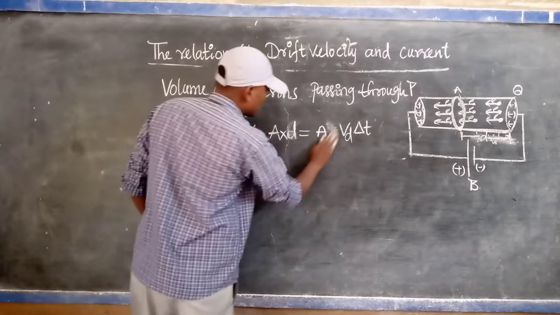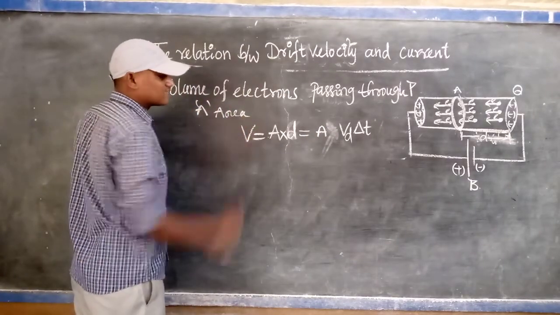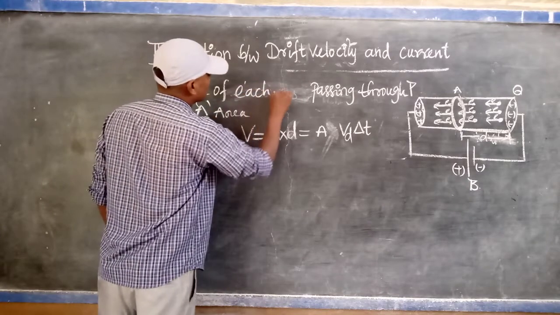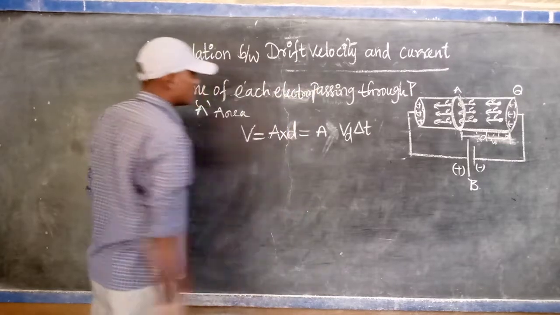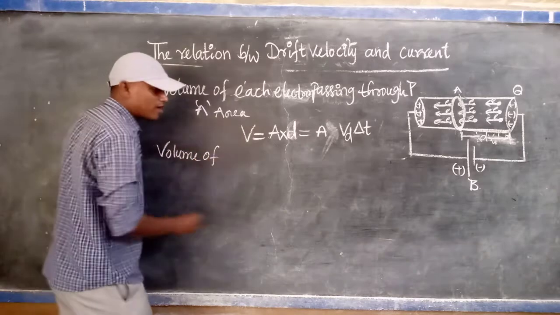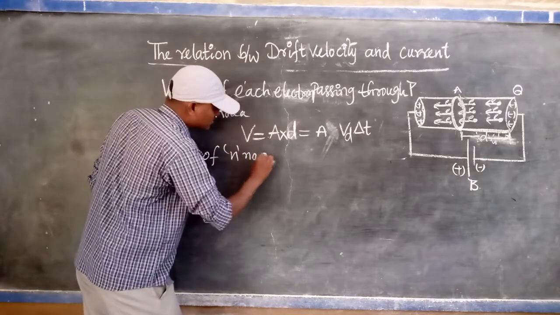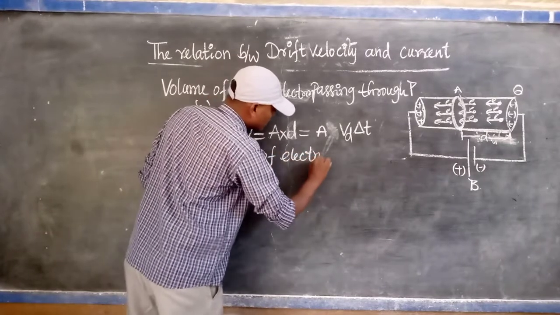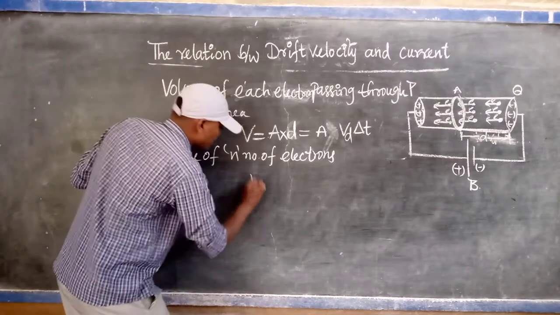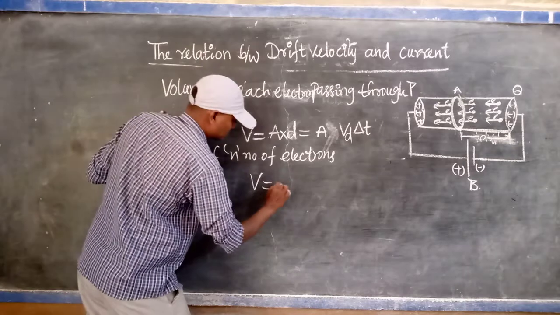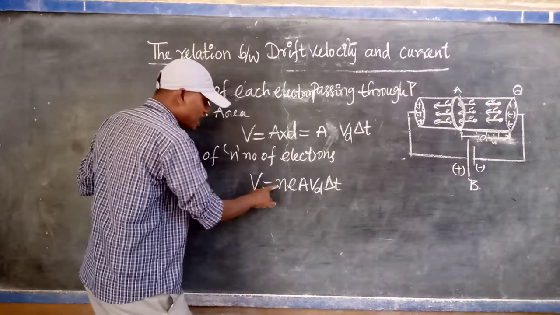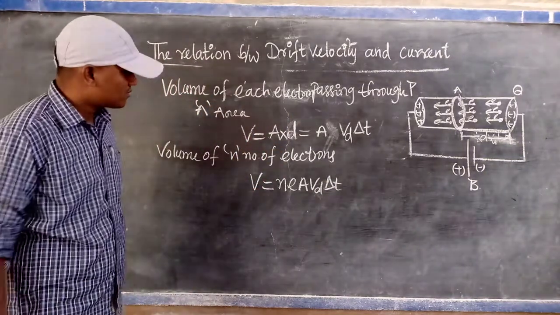Now the volume of a single electron. What is that? The volume of each electron. Now the volume of n number of electrons, because it is the number of electrons passing through the unit area at a time, not a single electron. That's why V is equal to nEA Vd delta T, meaning n number of electrons.